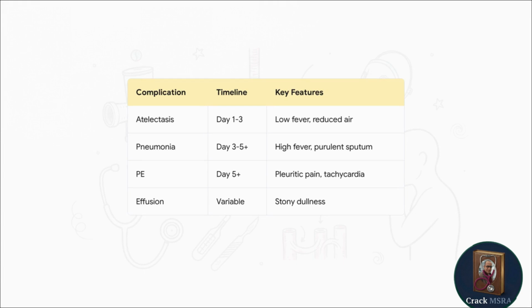Atelectasis gives you that quiet lung base with pain and a low fever. But what if you see a high fever spiking over 38 degrees, along with purulent sputum? Well, that's hospital-acquired pneumonia. What about sudden onset dyspnoea, sharp pleuritic chest pain, and marked tachycardia over 100 beats per minute, but the lungs sound totally clear? That points straight to a PE. You also need to watch out for pleural effusion, which is characterized by a stony dullness to percussion, and acute pulmonary edema, marked by orthopnea, pink frothy sputum, and that classic third heart sound gallop.